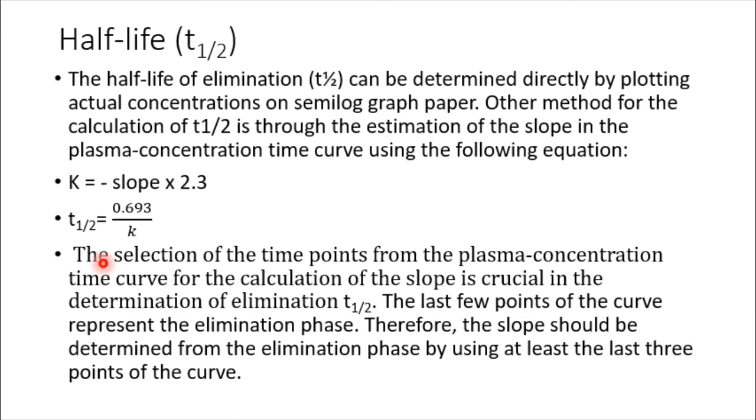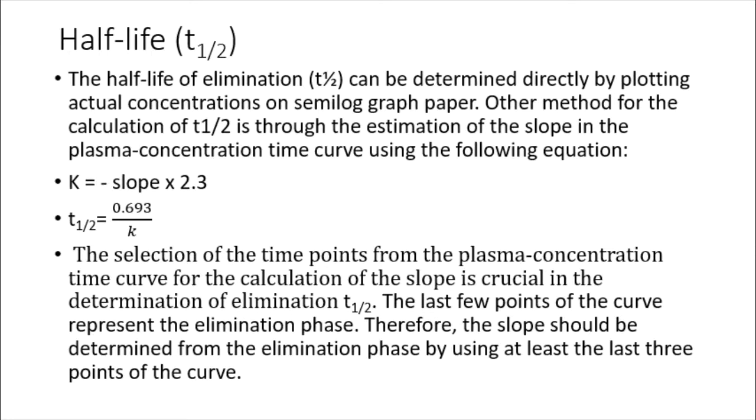The last few points of the curve represent the elimination phase. Therefore, the slope should be determined from the elimination phase by using at least the last 3 points of the curve. This is very important. Because in the plasma concentration time curve, the last points definitely are part of the elimination phase. So it is not acceptable to use points that are involved in the distribution phase in the calculation of the elimination rate constant.